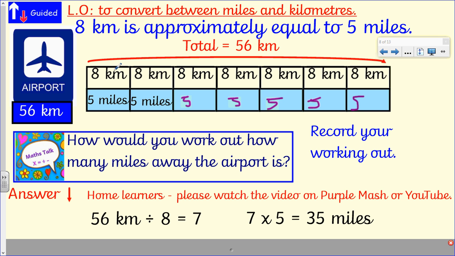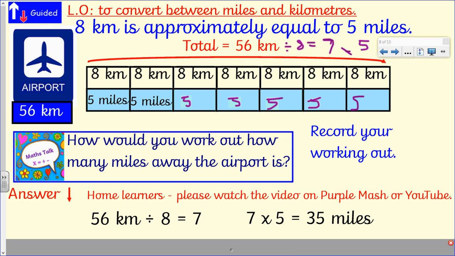5 miles. So I've done 56 because that was our total distance, and I've divided it by 8 because we're in kilometers. If I do 56 divided by 8, I get 7. So I get 7 different lots of 8, and each of those lots is equal to approximately 5 miles. So I then times by 5 to work out how many miles I've got. So that all lines up, look: 5, 10, 15, 20, 25, 30, 35 miles.